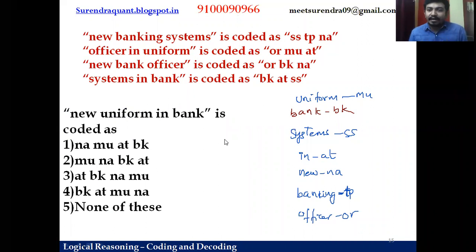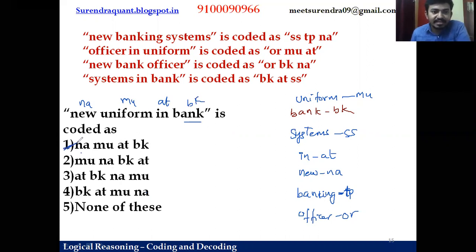New uniform in bank. So we have the word new as na, so na should be present. It is there here. Okay, all words are present. Uniform means MU, and MU is present in this. In means at, so at is here also. Bank means BK. So namu at BK. This makes sense, right? Here also namu at BK.